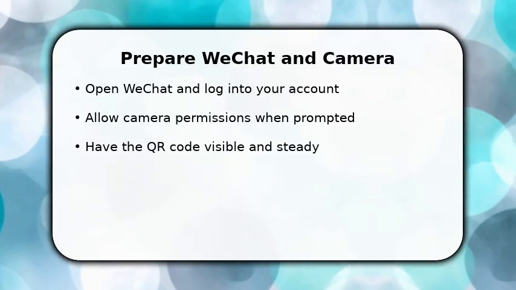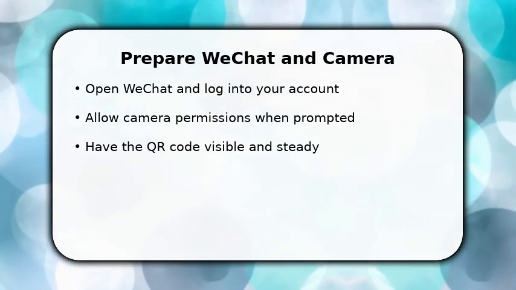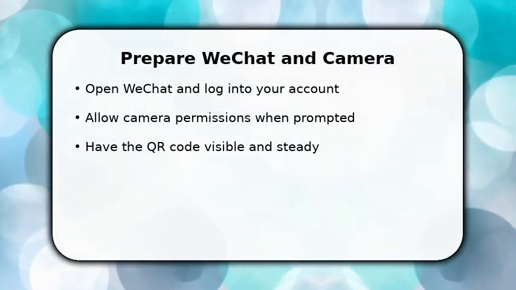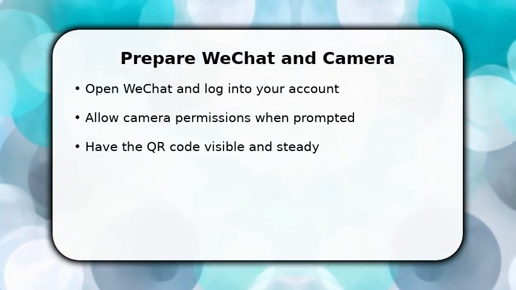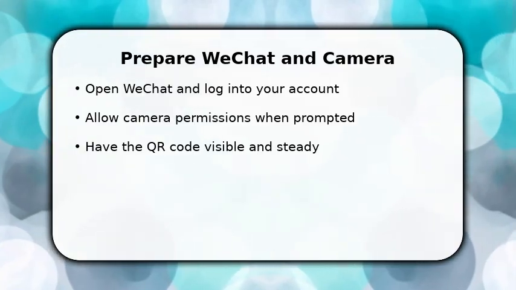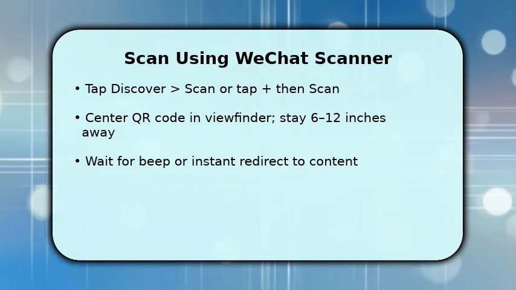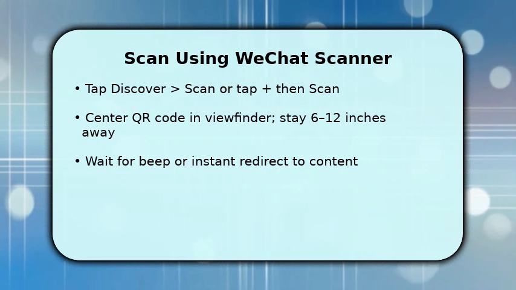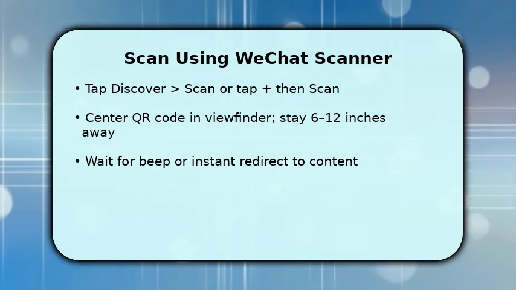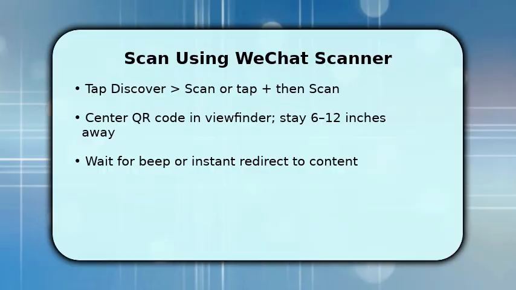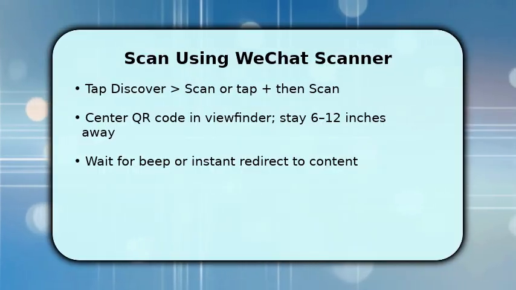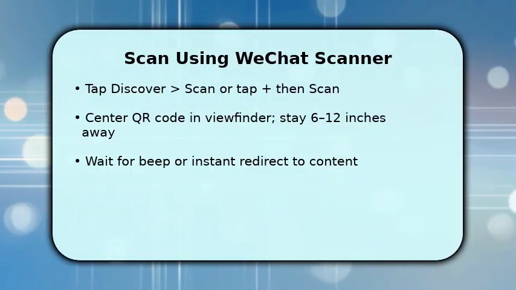Hold steady and tap the Discover tab or the plus icon. Both lead to the scanner. This gets you into the scanning mode quickly so you can complete the read in the next step. Once in scanner mode, center the QR code inside the on-screen frame. You should be about 6 to 12 inches away depending on camera quality. Make sure autofocus locks. Tap the screen if needed to help focus.